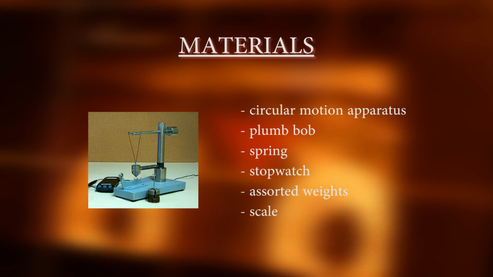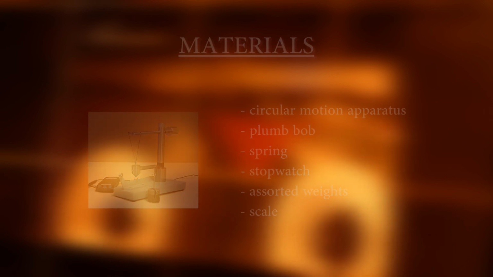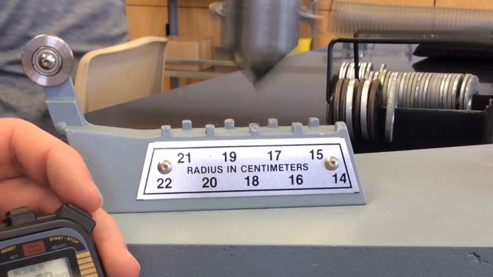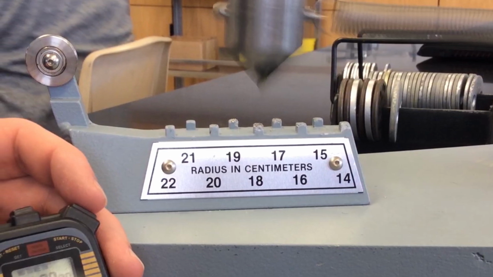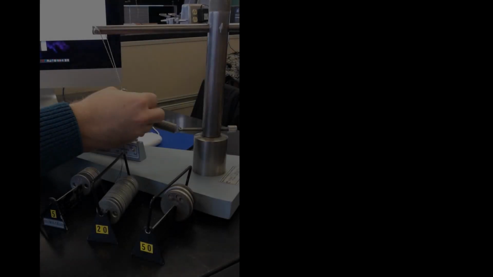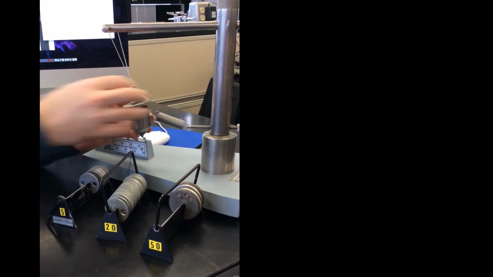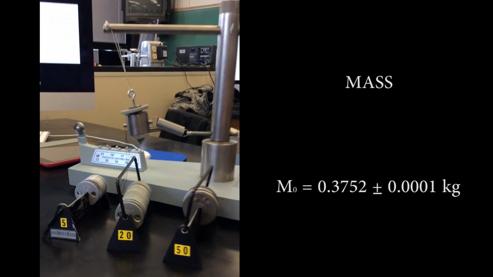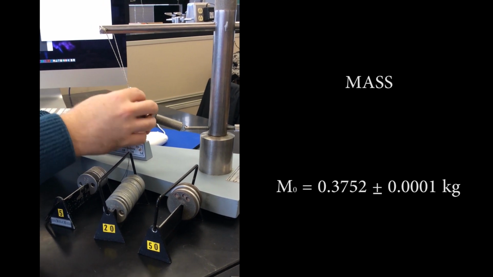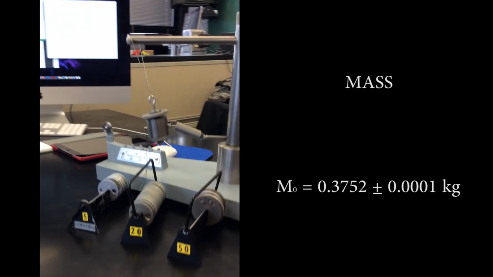In this experiment, our constants were radius and centripetal force. Prior to any trials, the spring was measured using a force meter and adjusted so that when the bob attached to the spring was extended to 18 centimeters from the shaft, the spring was pulling with 7 newtons of force. Our independent variable was mass. We measured the initial mass to be 0.3752 plus or minus 1/10,000th of a kilogram.